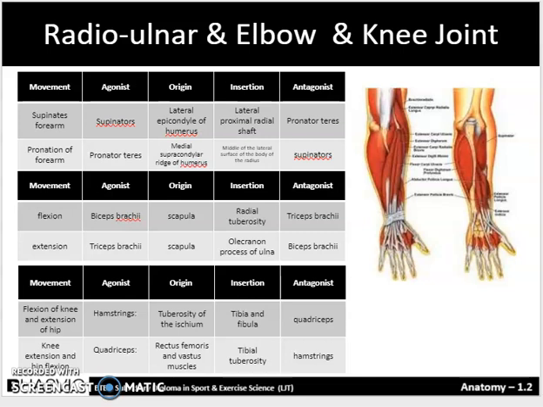The knee joint also allows knee extension and hip flexion, and quite rightly so. The agonist will be the quadriceps, and the antagonist would be the hamstrings, opposite to the movement, so it's the opposite in muscle groups. The origin, however, is different. It is the rectus femoris and vastus muscles, and the insertion is the tibial tuberosity.